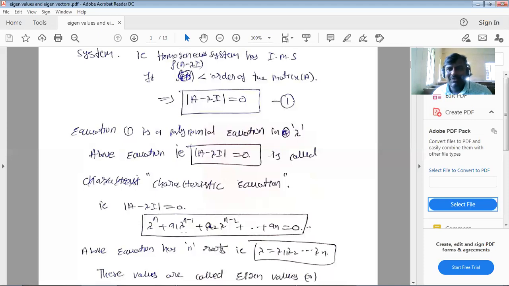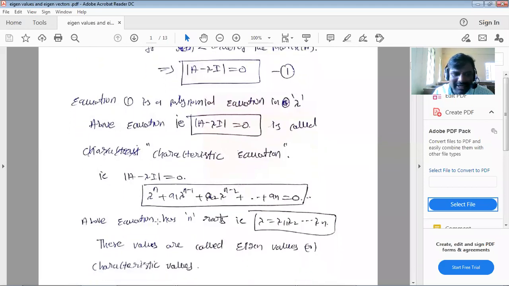Now tell me, what is the fundamental theorem of algebra? What does it say? We have an nth degree polynomial. How many roots will come? N roots. Therefore, you can solve for these roots. The above equation has n roots because of the fundamental theorem of algebra. You have an nth degree polynomial, so there must be n roots. Therefore, what are the n roots here? Lambda 1, lambda 2, lambda 3.